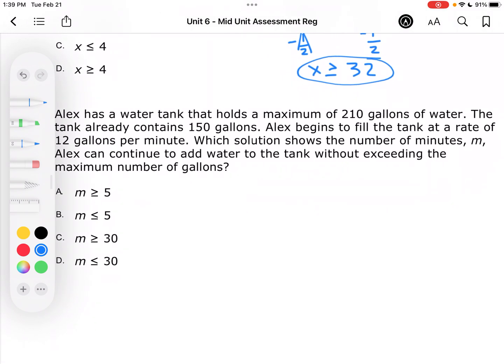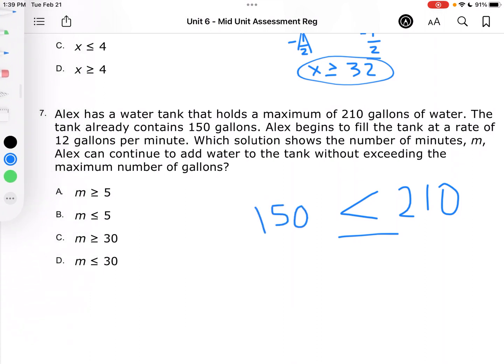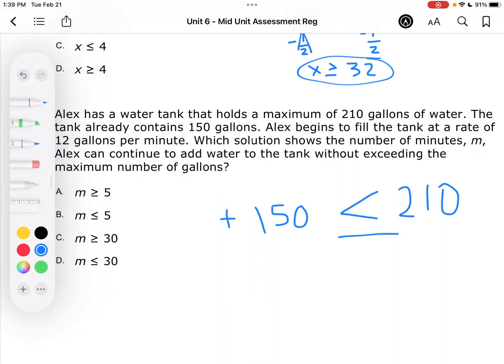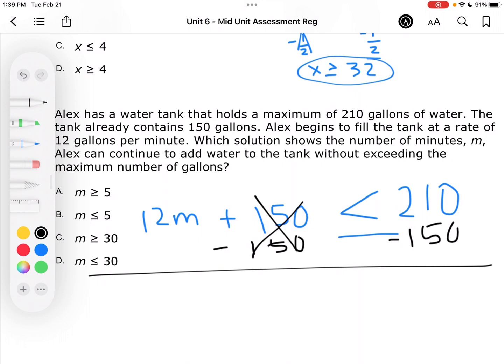Alex's water tank held a maximum of 210 gallons, so it could hold up to 210, couldn't go over. It already has 150 in there, and they begin to fill it at 12 gallons per minute. So which solution shows the number of minutes that they can continue to add water without exceeding the amount in there? So I'm going to subtract the 150 first, because that's how much is already in the tank.